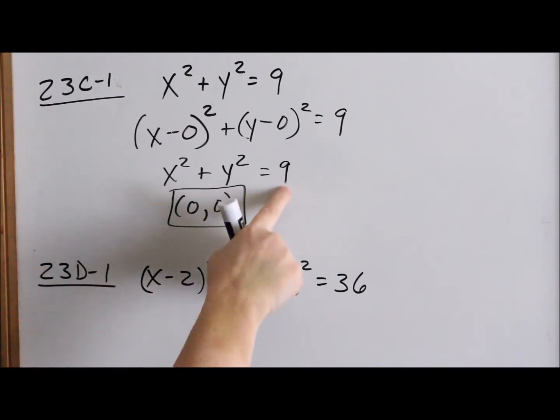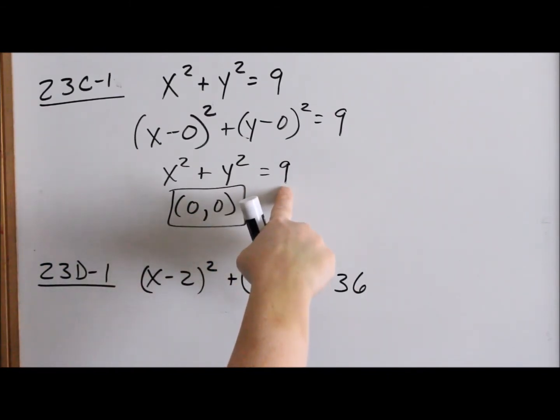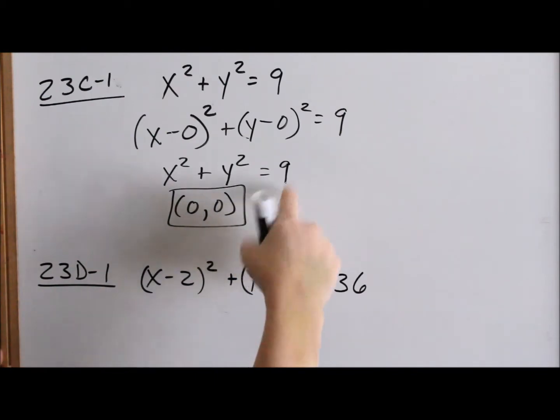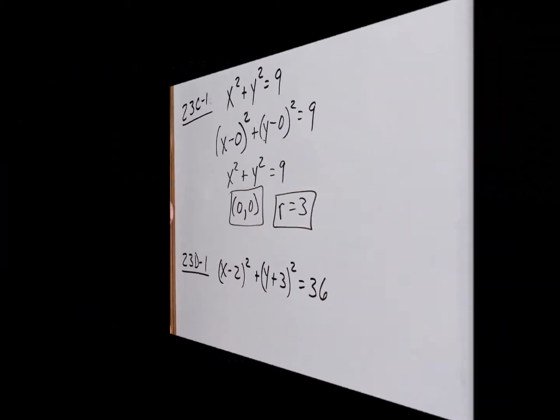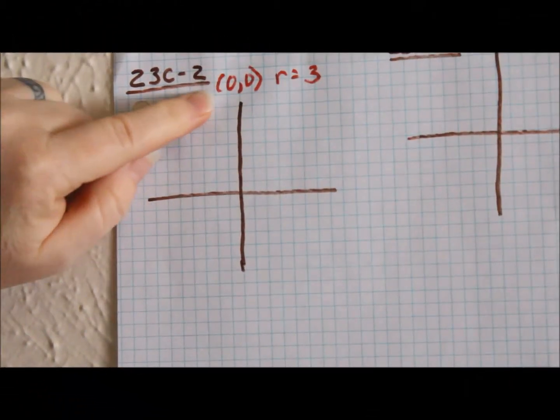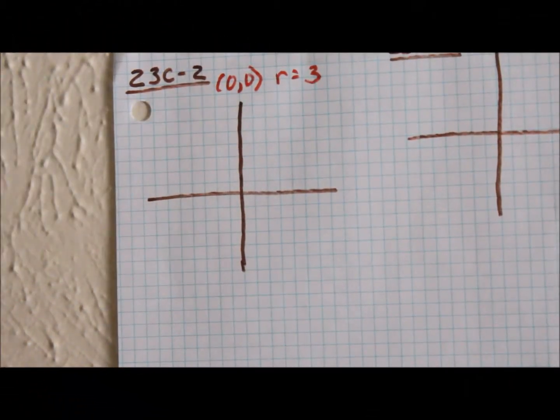So you take the square root of this number to get your radius. This number will not always be a perfect square. It's okay if it's a decimal. So the square root of 9 is 3. So I now know my radius is 3. Okay, 23C2, we said that our center was 0, 0, which is the origin.